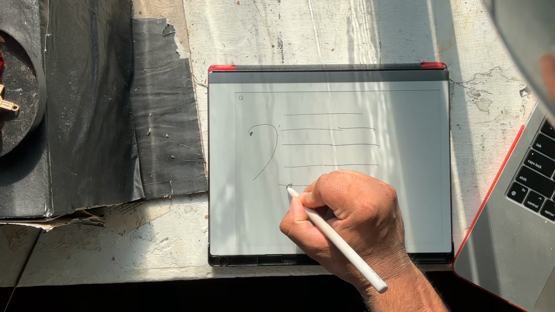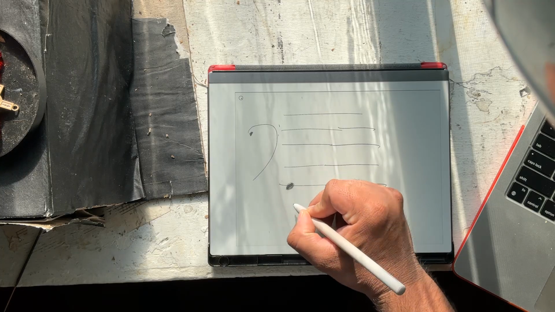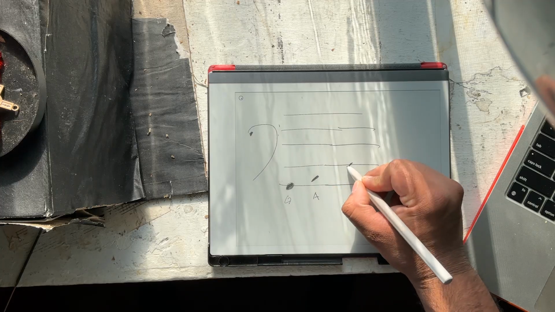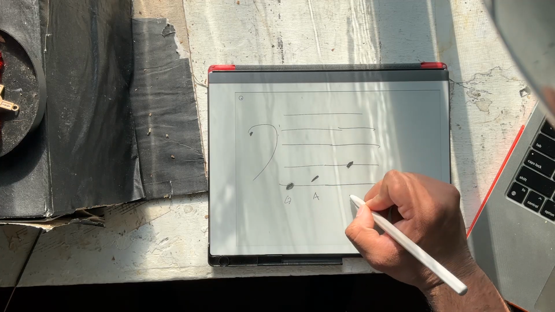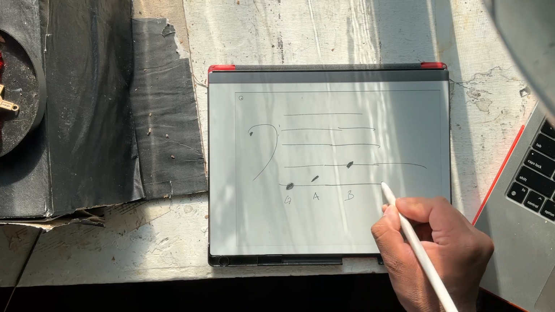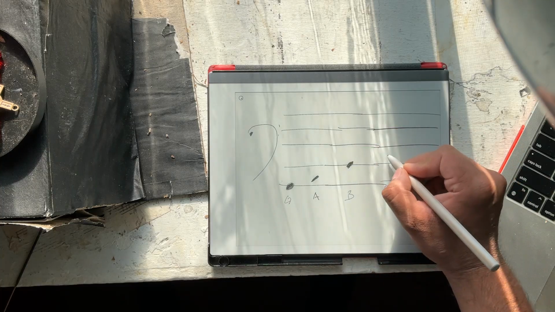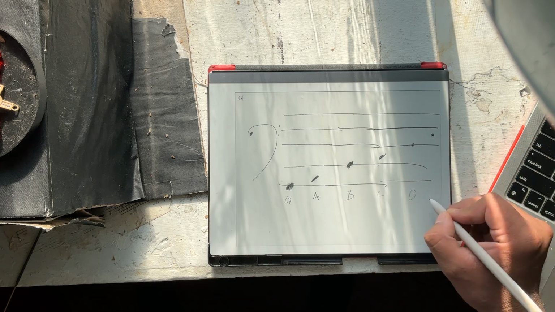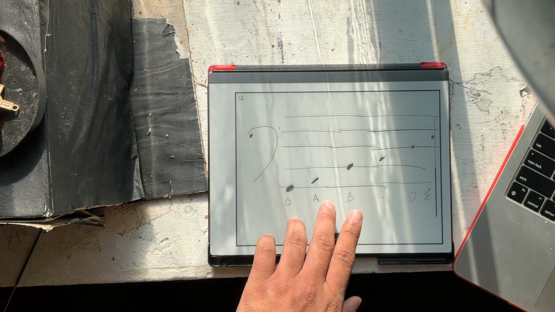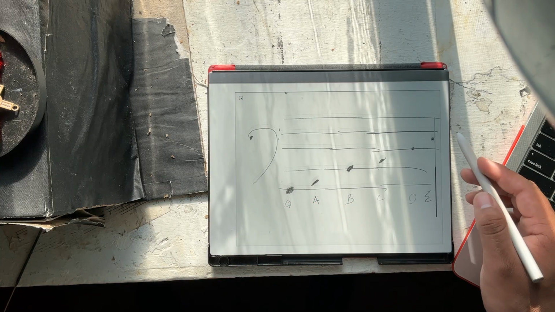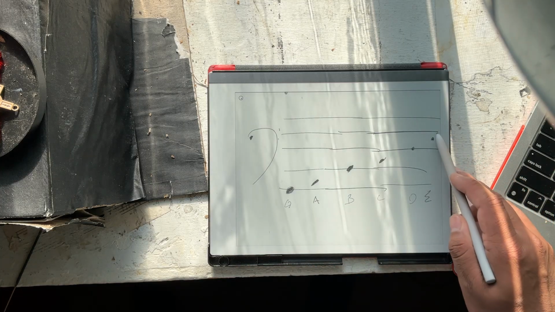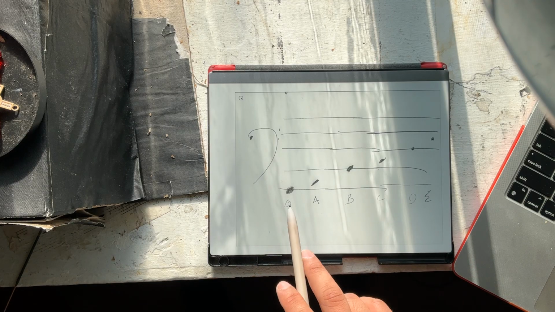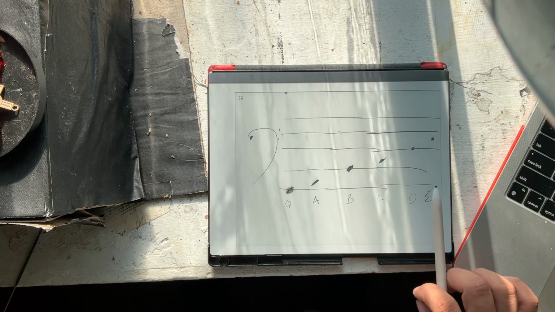If we make a dot here, that's G, A, and this is going to be B. B, C, D, E. And if we keep going up, you'll find F, G, A. So this is how you read bass clef. You have G, A, B, C, D, E.